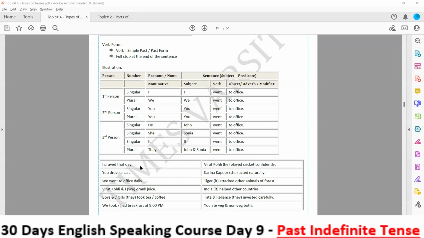I prayed that day. मैं वो दिन दुआ किया. या तो आप and you can say in Hindi, मैं उस दिन दुआ किया था भी बोल सकते हैं. मैं उस दिन दुआ किया. That is also fine. Right. Next.